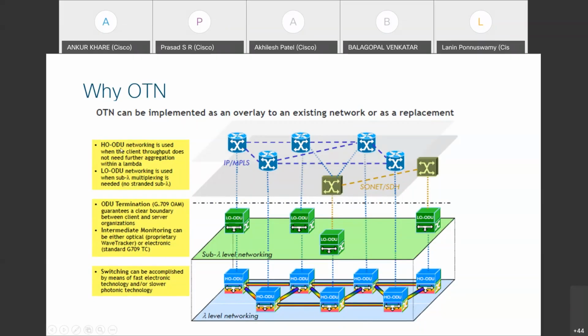If you see, higher order ODU networking is used when client throughput does not need further aggregation. So directly it can be mapped to the higher order ODU. Lower order ODU networking is used when sub lambda multiplexing is needed. So when we get that data into the lower order ODU, it further aggregates to the higher order by the multiplexing mapping. Okay, so the switching is always based on the ODU level, like we can have the ODU level switching.